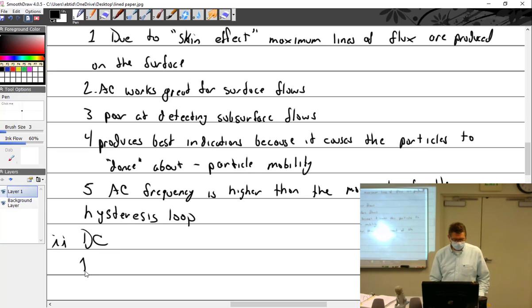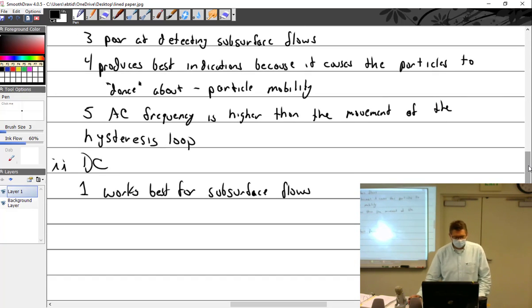DC works best for subsurface flaws. We'll leave it at that. It does not work well for surface discontinuities. Well, that's just being redundant. So why does it not work as well? Because of the skin effect. But that doesn't produce the skin effect? It does not. AC does. So that's why DC is best for the subsurface flaws.